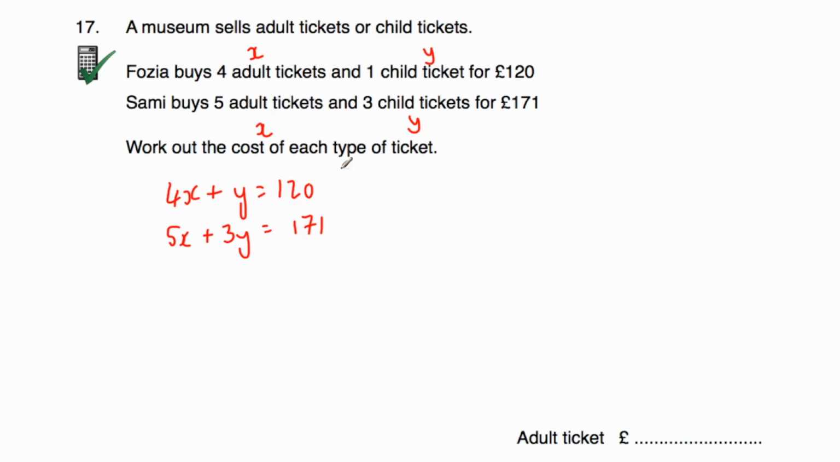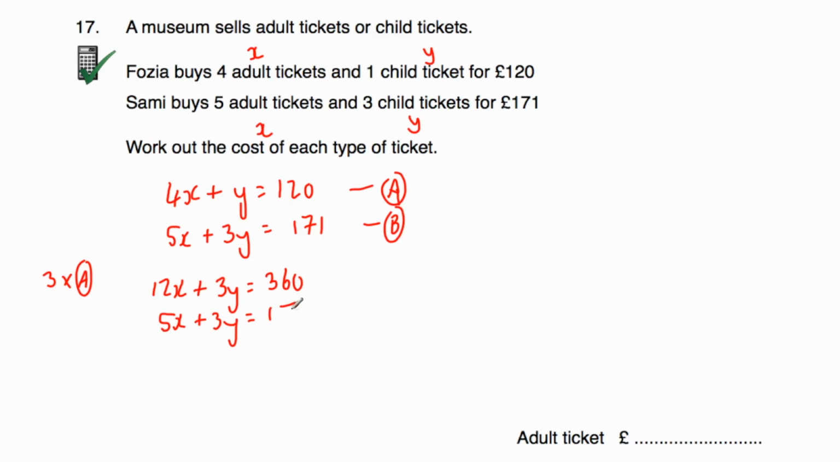Now here we're going to have to multiply one of our equations. Let's label them A and B, so equation A and equation B. And if we multiply equation A by 3, we're going to get 3y, and that's going to be really useful. So let's do 3 times equation A. So 3 times 4x, that's 12x. 3 times y, that's going to be plus 3y. And then 3 times 120 would be 360. And equation B is 5x plus 3y equals 171. Now if we take away these equations, we're then going to cancel out our y's and we'll just be left with x's, and that means we can find out what x is, which is the price of an adult ticket.